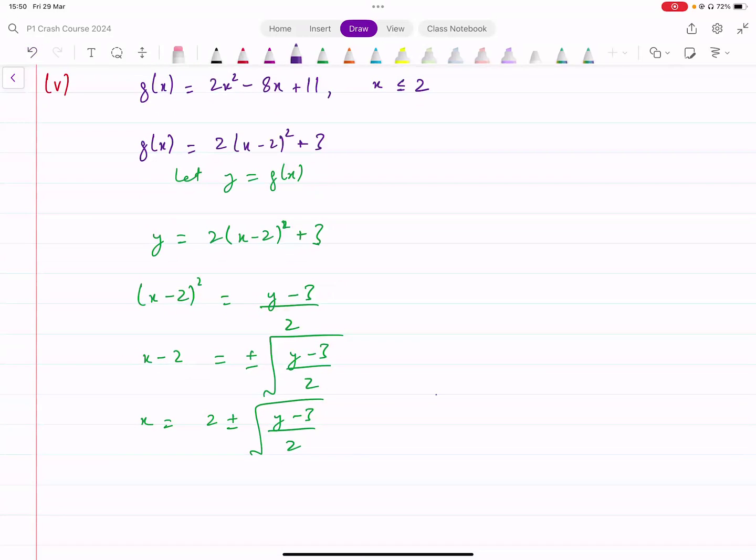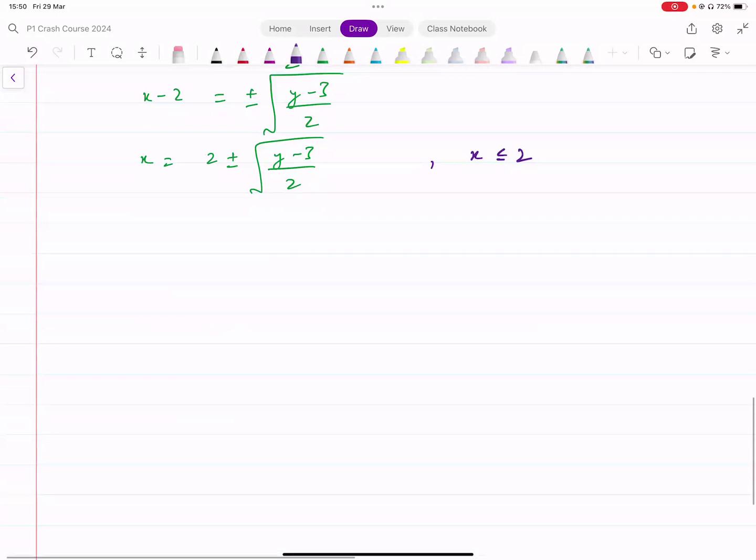And now what's the domain of the function given? The domain of this function is x less than or equal to 2. So now you need to decide between plus and minus. If x is supposed to be less than or equal to 2, do we have to add something to 2 or subtract something from 2? We will have to subtract something. 2 minus something will give us a value that's less than 2. So we choose minus. So it becomes x equals 2 minus square root of (y minus 3) over 2.